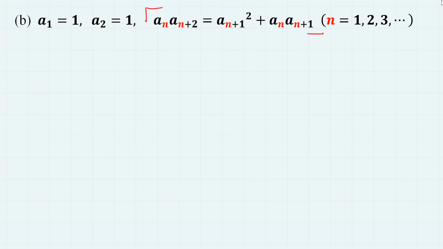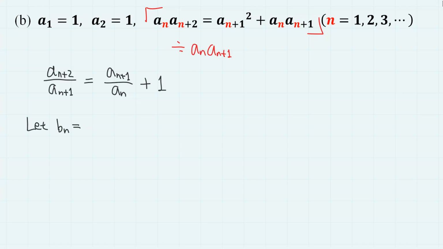Next, we have this three-term recurrence relation that looks nuts, but this one too is not that difficult once you know the trick. It may not be easy to figure out at first glance, but what we need to do is to divide both sides by a_{n+1}. That gives a_{n+2} over a_{n+1} equals a_{n+1} over a_n plus 1. So now we can use the substitution again. This time we let b_n be a_{n+1} over a_n. Then we have b_{n+1} equals b_n plus 1.